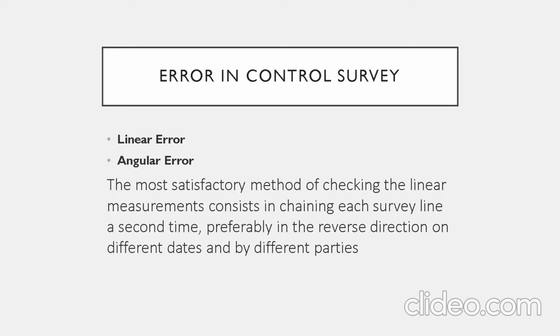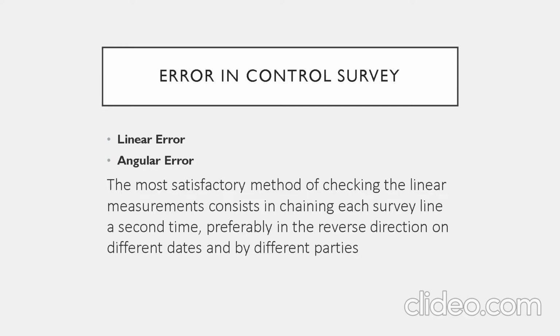So these are the errors in control survey. The first is the line error, next is the angular error. Line error is usually caused by error in measuring distance on site, and the angular error is the same as the calculation for the distance or the measured error for the angles.